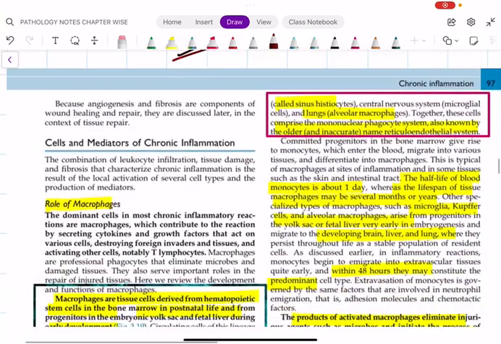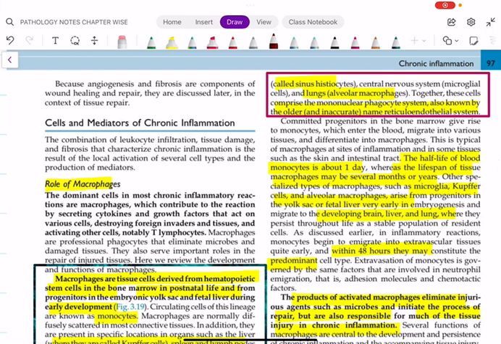Once that is done, just as we have studied the mediators of acute inflammation, the mediators and the cells of chronic inflammation can be asked. It is not asked till now, but it can be a potential short note question: mediators of chronic inflammation. Here, the most important cell is the macrophage, followed by lymphocytes and plasma cells.